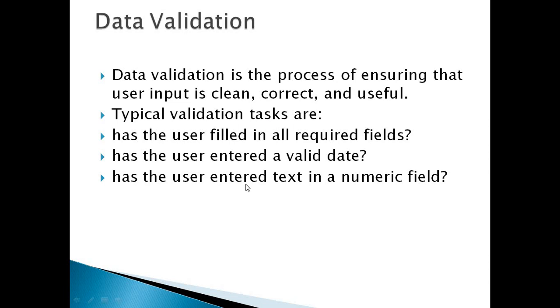So now here is data validation. It is the process of ensuring that user input is clean, correct and useful. Some main tasks are: has the user filled in all required fields, has the user entered a valid date, has the user entered text in a numeric field. So these are the basic validation tasks. The purpose of data validation is to ensure correct user input. Validation can be done in many different methods. We can do validation in two ways. One is on the client side and the second one is on the server side.